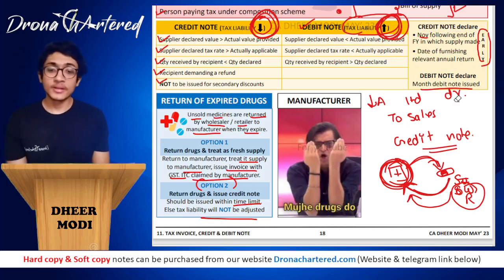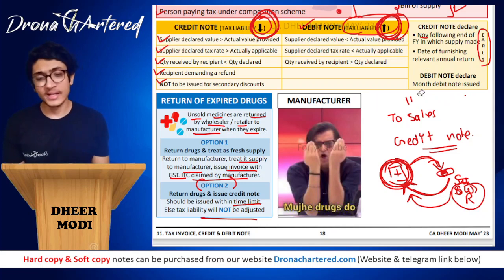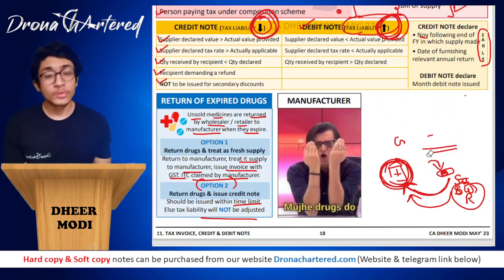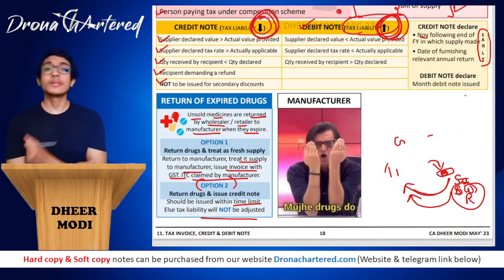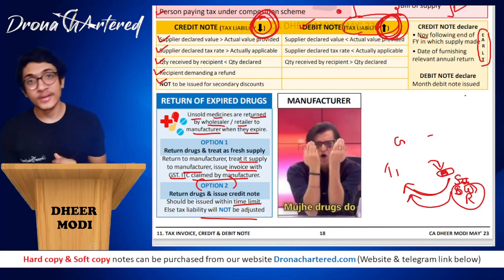And I hope this chapter is clear. We have covered 90% of the provisions I'd say, and you are more than ready to solve questions. And after finishing this chapter, I'll see you in the next one, that is accounts, records, and e-way bill.